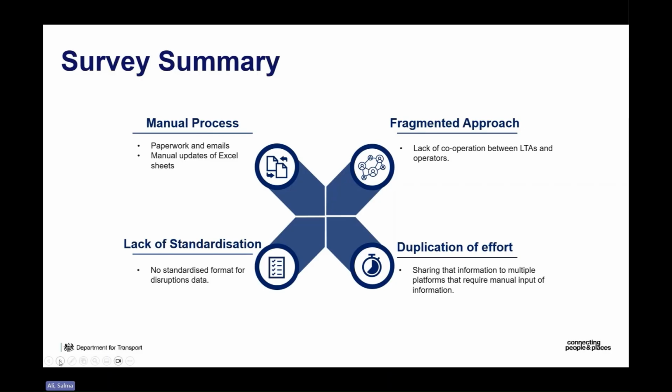So earlier in 2024, we did a survey trying to understand the approach that different local authorities and operators within England have to disruptions data. A summary of the things we found was that it's a very manual process. There's a lot of paperwork and emails between the local authority and operators regarding maybe a bus breakdown or road closures, etc. And it's a very fragmented approach. There's a lack of cooperation between LTAs and operators on the information that's going out to the public. Again, duplication of effort.